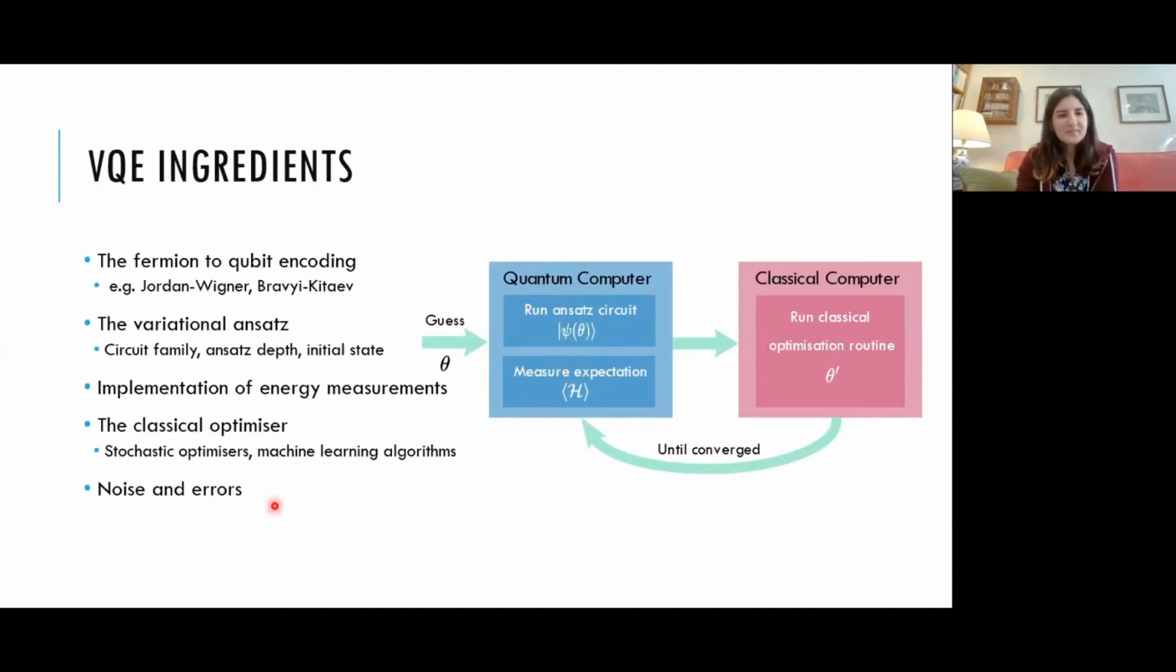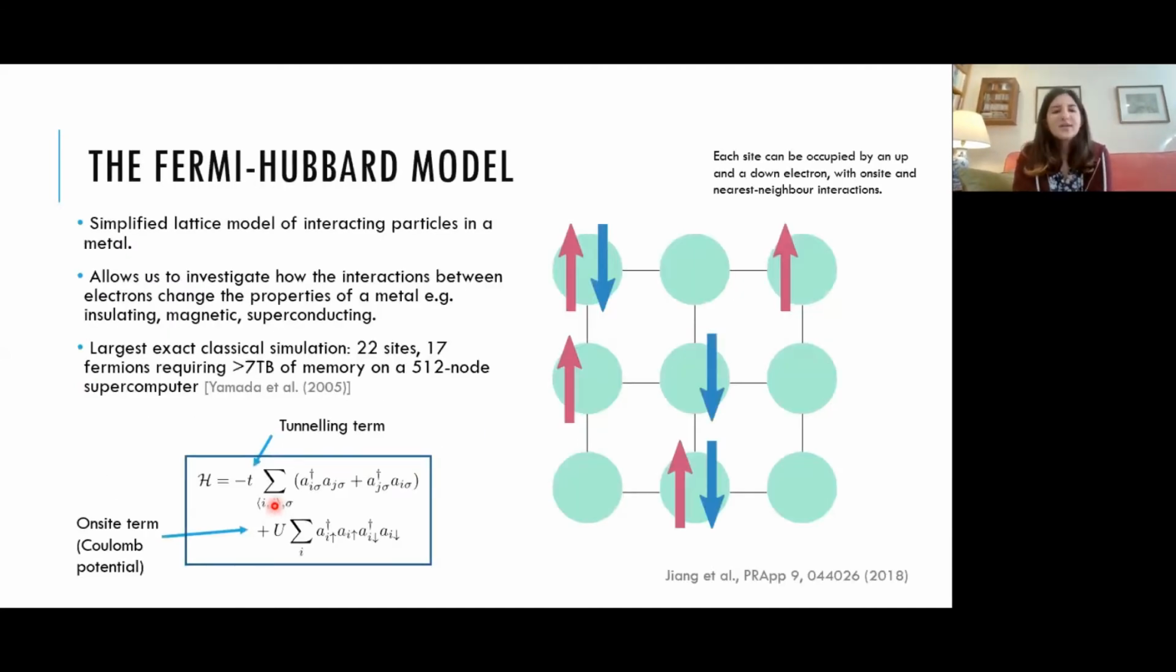Okay, so the Hubbard model. This is one of the simplest models of interacting particles in a metal. You have a lattice of sites, and each site can be occupied by an up electron and a down electron. The interactions we have are this on-site interaction here, which is like a Coulomb potential, and a tunneling term. So electrons can hop from one site to a neighboring site.